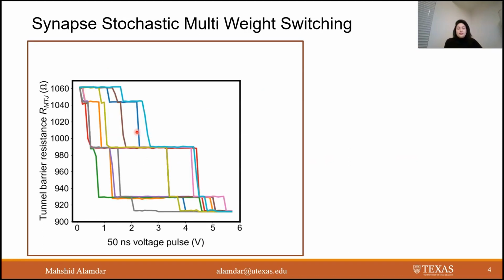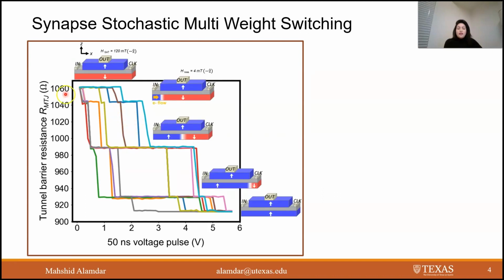So for this experiment, the device is first set to the anti-parallel configuration using a DC minus 120 millitesla saturating magnetic field. After saturation, a DC minus 4 millitesla bias field is applied to compensate for the offset field loop and promote efficient SOT switching, which could be removed through film stack engineering in the future. And then 50 nanosecond voltage pulses are applied between the in and clock terminals with increasing amplitude to push the domain wall forward in the domain wall track. And then MTJ resistance is measured after each pulse.